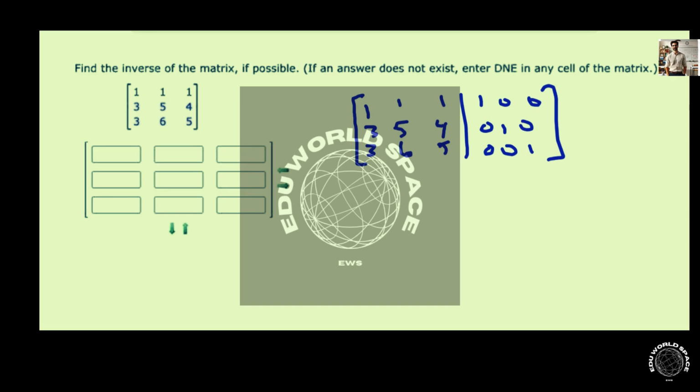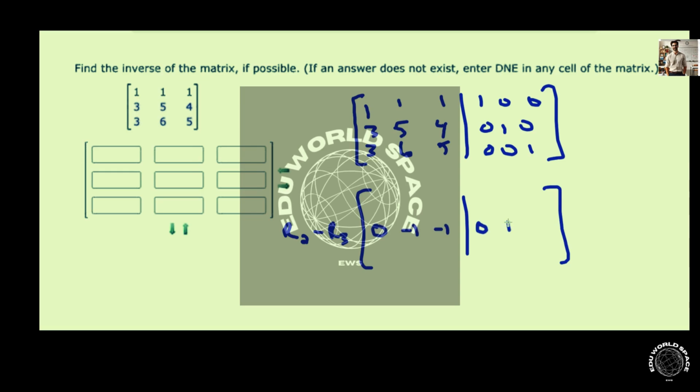So for example, we can get a new row 2 by taking row 2 minus row 3. Then we'll get 3 minus 3, 5 minus 6, 4 minus 5, 0 minus 0, 1 minus 0, 0 minus 1.